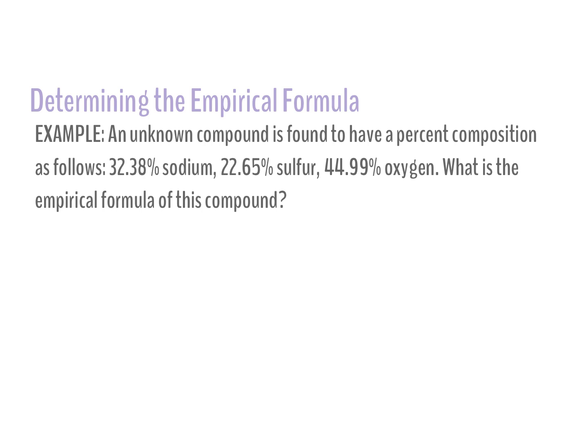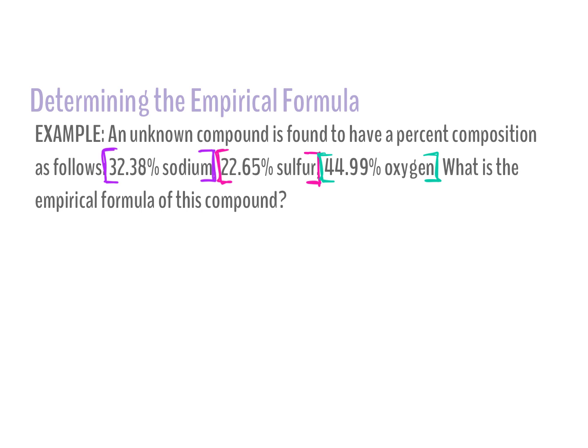It says, an unknown compound is found to have a percent composition as follows: 32.38% sodium, 22.65% sulfur, and 44.9% oxygen. What is the empirical formula of the compound? So when we're solving for the empirical formula, that means we're trying to build the most reduced version of how all of these elements need to go together, based on the percent composition.